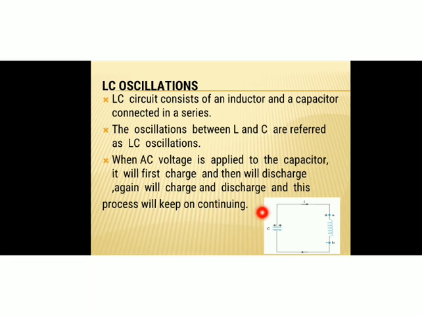So, when voltage is applied to this capacitor, it will first charge and then discharge. Again, it will charge and discharge. This process keeps on continuing. Why? Because once the capacitor is fully charged, it will discharge, and once it is fully discharged, it starts to charge again. So, this charging and discharging process will keep on continuing. So, this forms a type of oscillation. Okay, so that is LC oscillations.